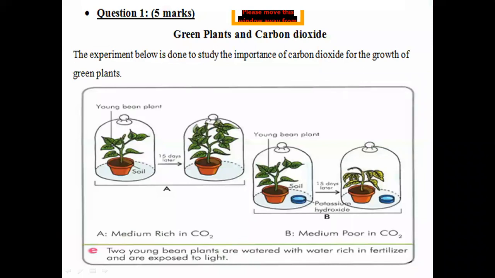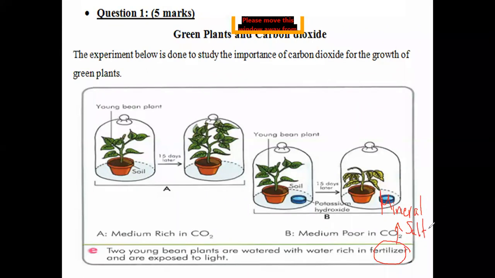In this question, this is the quiz that we did before, green plants and carbon dioxide. In this experiment, we have two media: medium rich in carbon dioxide and medium poor. So what is the variable factor? It's the carbon dioxide. Water rich in fertilizers. What does the fertilizer provide the plant with? It provides them with mineral salts. So you have to pay attention to this.